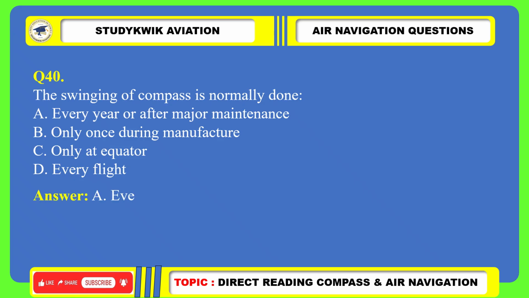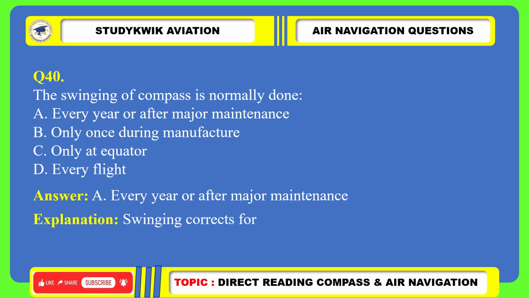The correct answer is A. Every year or after major maintenance. Swinging corrects for changes due to aircraft modifications or aging.